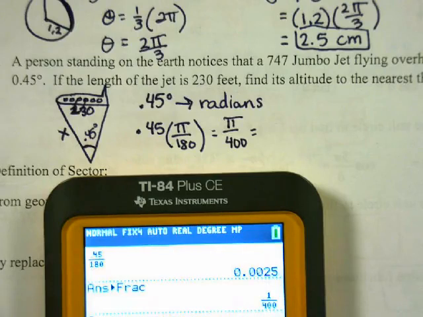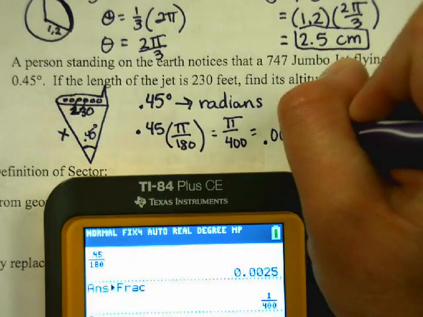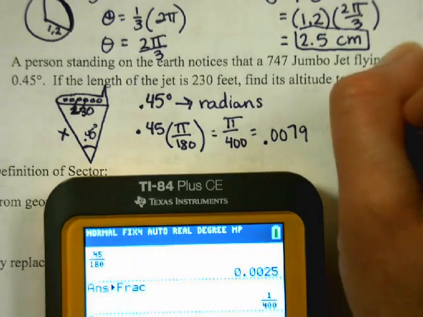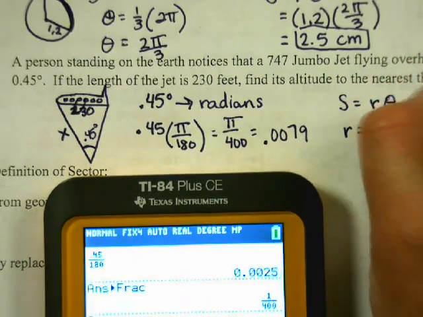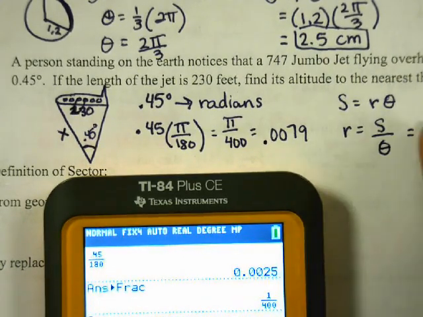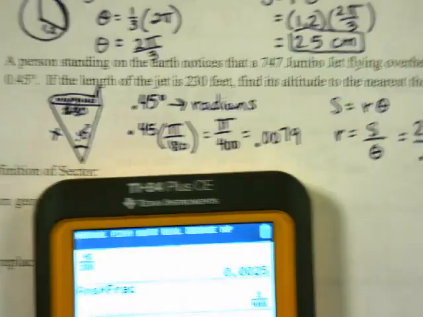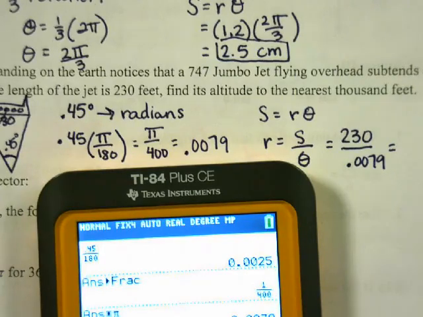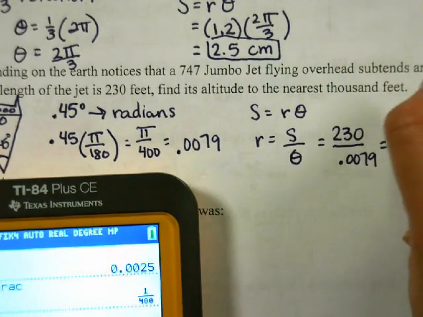Let's just go ahead and multiply by pi and see what happens. 0.0079. Alright, so we're looking for R. S equals R times theta, so R is S divided by theta. So 230 divided by that 0.0079. It's a lot. 29,000. 29,284, right?